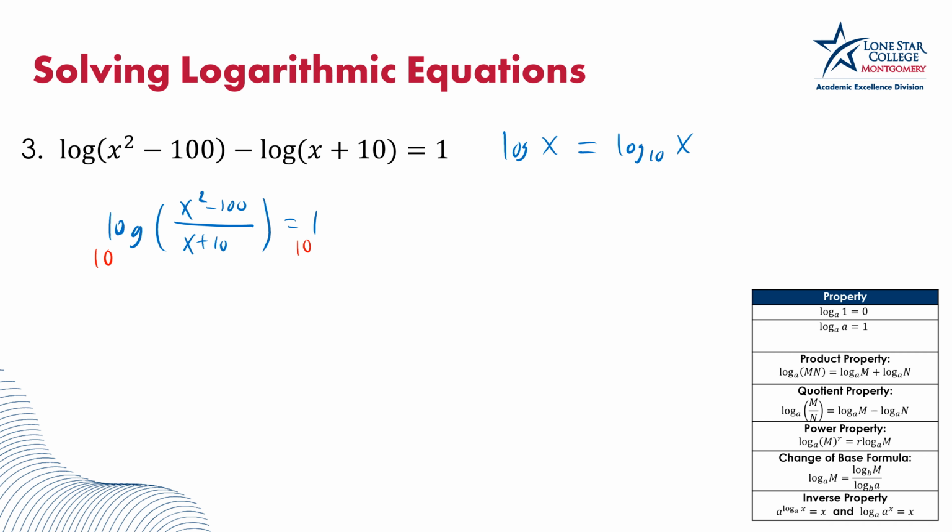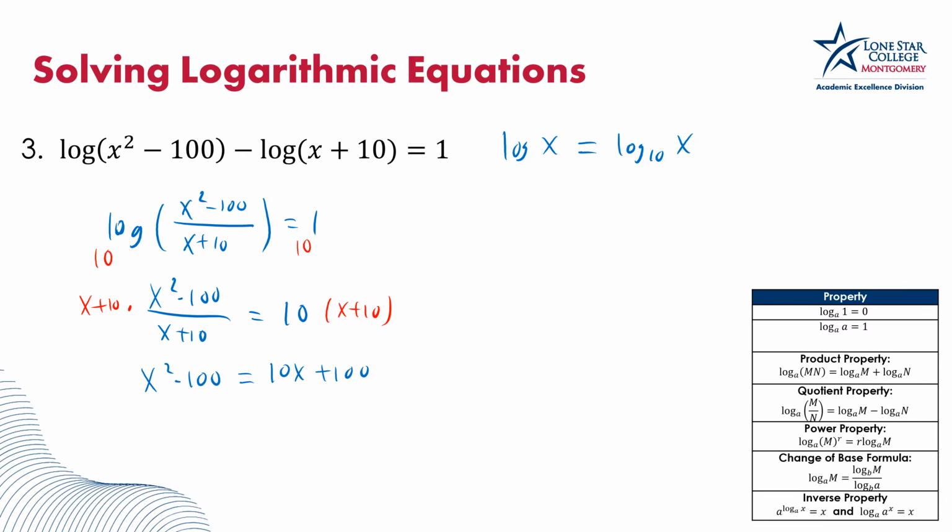What's going to happen on the left is it will simplify to just x squared minus 100 over x plus 10. And the right hand side is just going to be 10 to the 1, which is 10. Okay, so now we want to solve for x. First thing we do is get rid of our denominator. So we multiply both sides by x plus 10. On the left hand side, x plus 10 on top and x plus 10 on bottom will cancel. We'll have just x squared minus 100 equals 10x plus 100, because we distribute the 10.